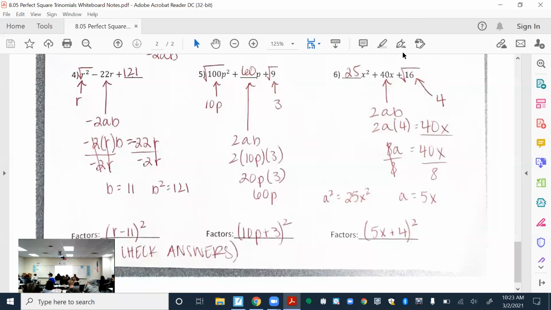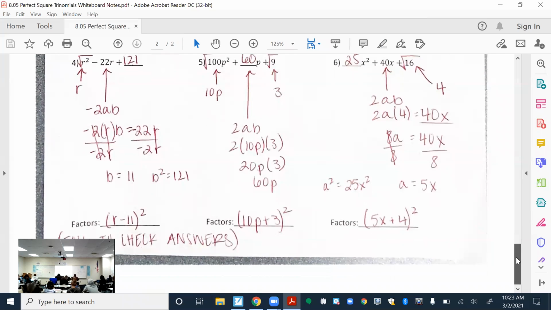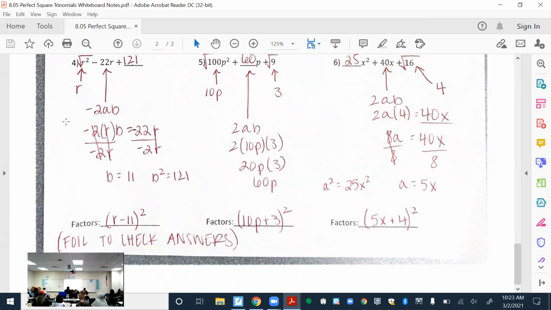All right, for those of you that did the your turn, I'll put the answers up on the board so that you can check your work. All right, so basically the key here is figuring out what your A values and your B values are. And from there, you can also factor it. So here's the factored answers down here. And you can also FOIL or distribute to check your answers.